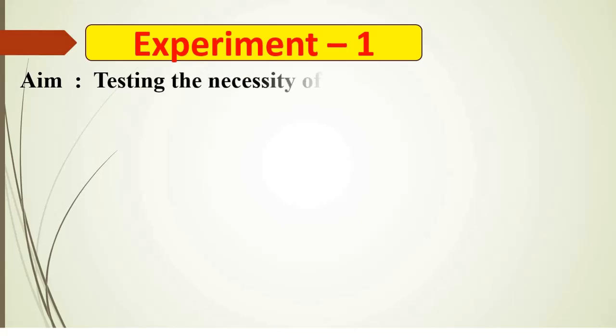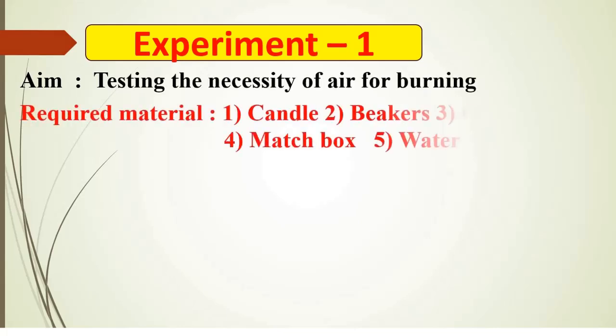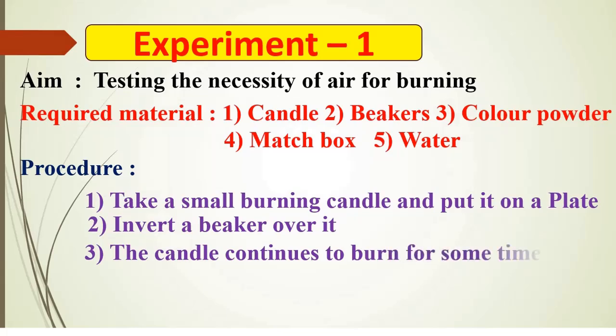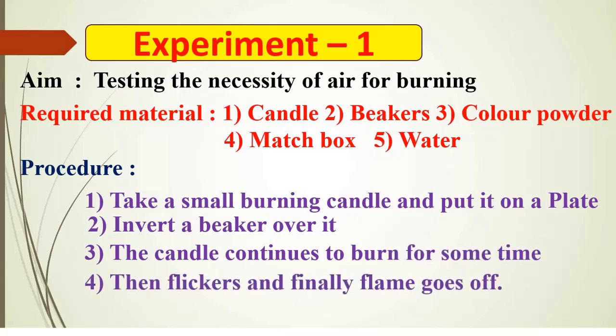Experiment 1: Testing the necessity of air for burning. The required materials are a candle, beaker, color powder, matchbox and water. Procedure for this experiment: take a small burning candle and put it on a plate. Invert a beaker over it. The candle continues to burn for some time, then flickers and finally the flame goes off. Now observe the video.